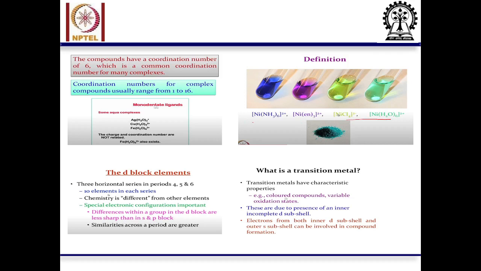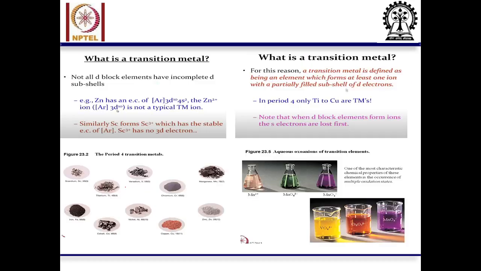And what is special about the d block elements, why are they forming coordination complexes? The first thing is the incomplete d subshell, that is the most important thing about the transition metal. Because of that only they give this coordination property. So this is a little bit about the transition metal.